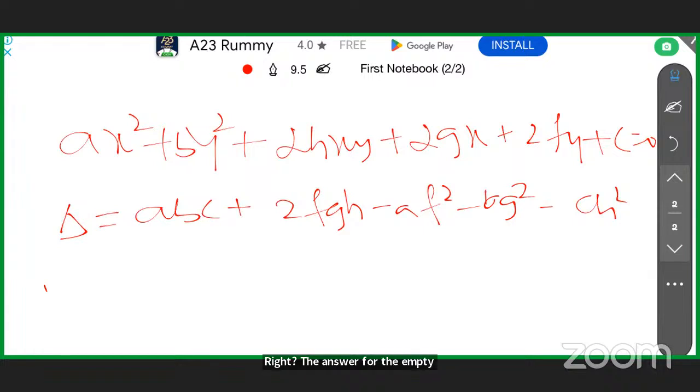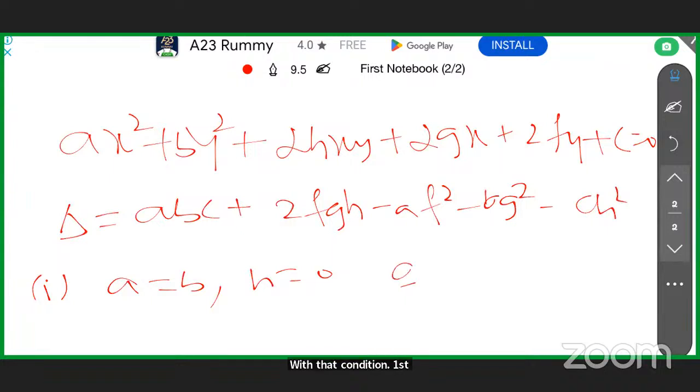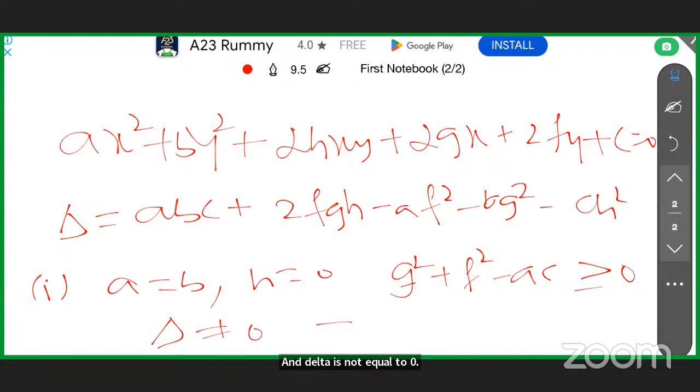The first condition: if a is equal to b and h is equal to 0, and g square plus f square minus ac is greater than or equal to 0, and delta is not equal to 0, then the curve becomes a circle.